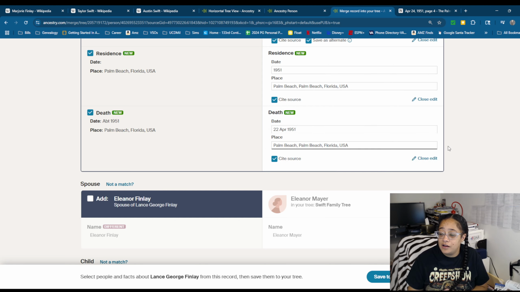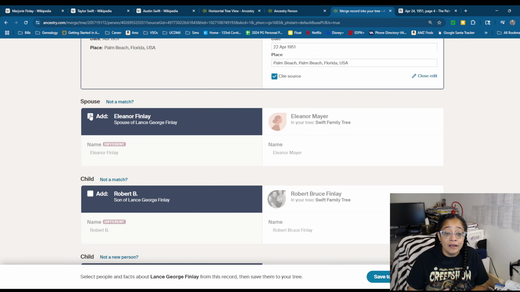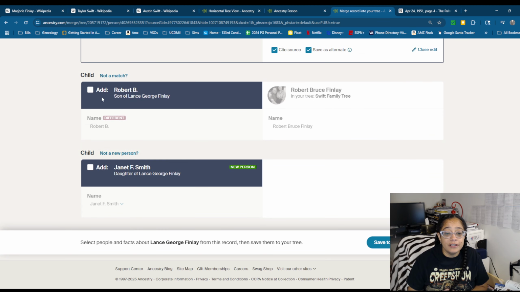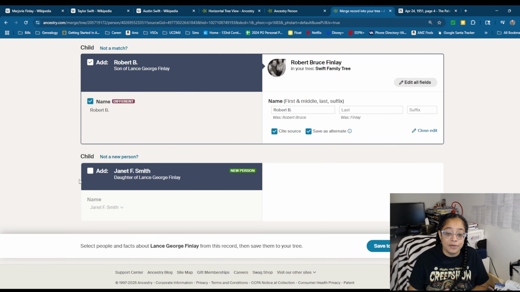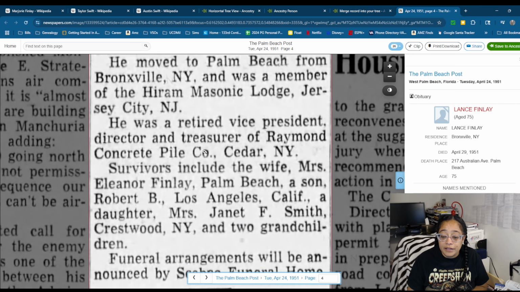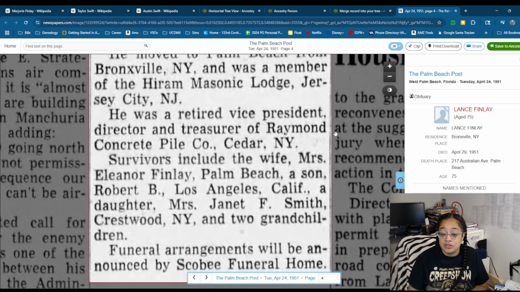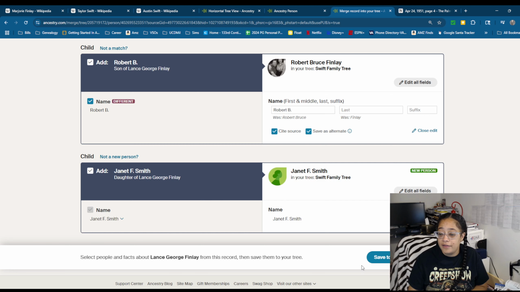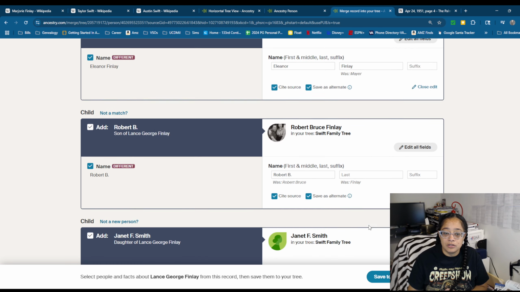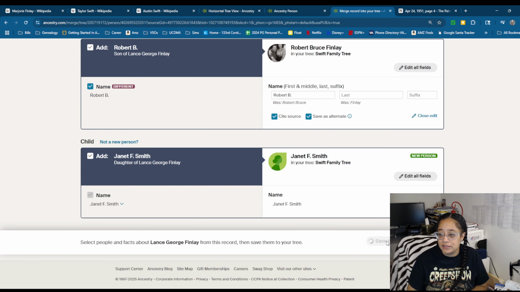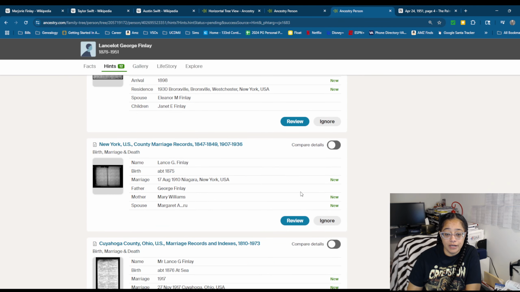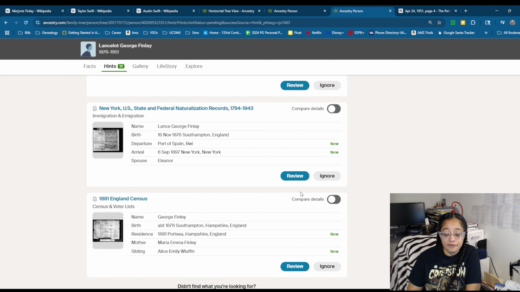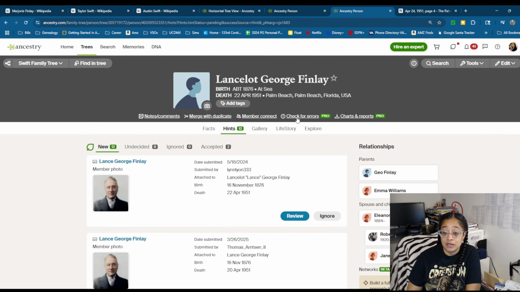We're going to update till we get the full area. Then we're going to click down here. That's an alternate name. Robert B. has no last name. So again, we're going to delete that because that's not how it appears in the record. And then it does say his daughter, a Mrs. Janet F. Smith. So we will add that in as a new child of the person. And I'm going to hit Save to Tree. Okay. So we have now got a date and place of birth.